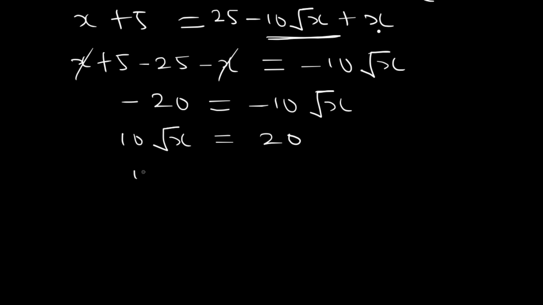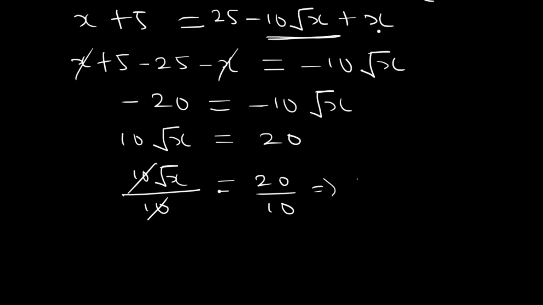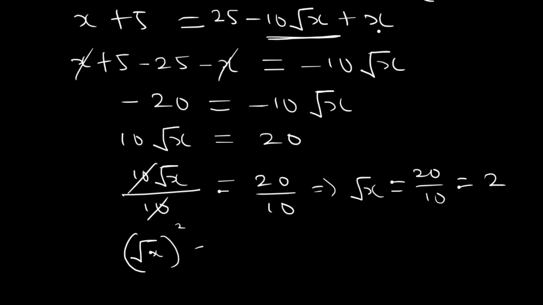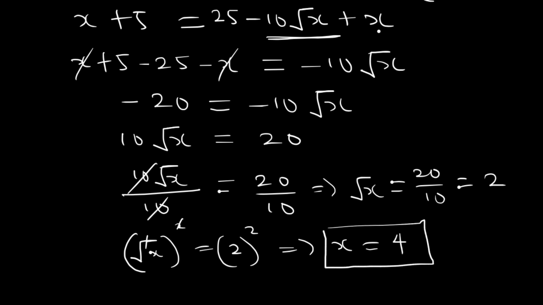If I do that, I'll have 10 root x divided by 10 is equal to 20 divided by 10. 10 will cancel out with 10, and we have that root x is equal to 20 over 10, which is equal to 2. So root x, we're going to square both sides, is equal to 2 squared. Now, this square will cancel out with the square root, and we'll have just x. x is equal to 2 squared, which is 4. So this becomes our answer.